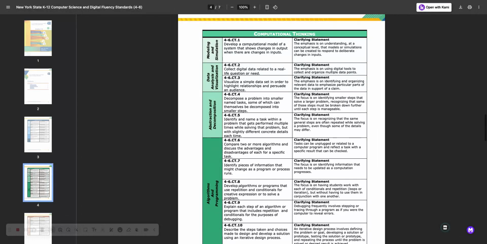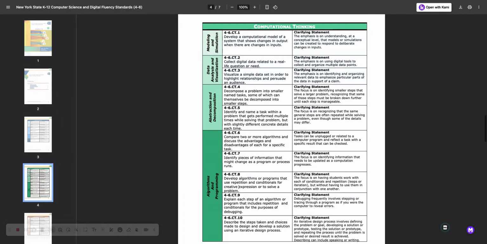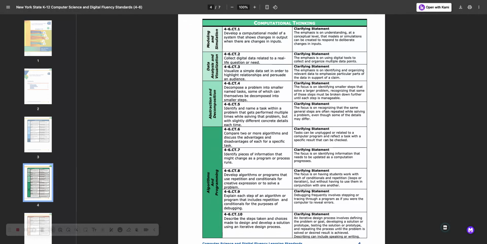We are back on that PDF now on page 4 that has our computational thinking standards. Our computational thinking standards are broken into 4 sub-concept areas. This is the largest bulk of what standards are available for the computer science and digital fluency standards. You actually have 10 standards within computational thinking.